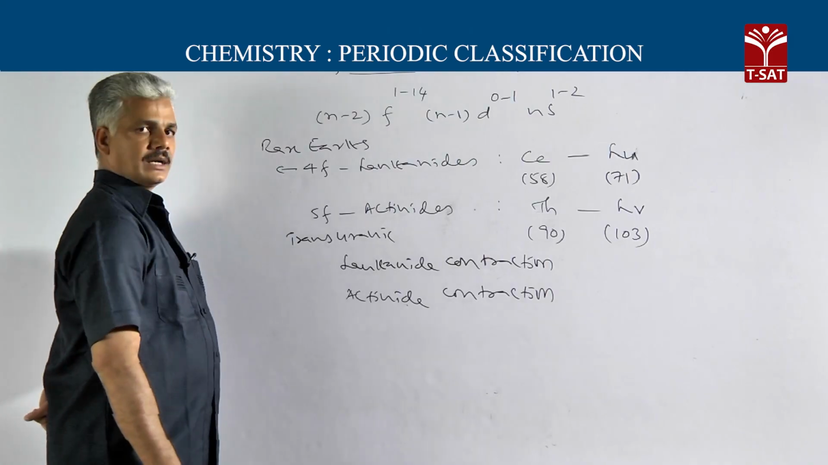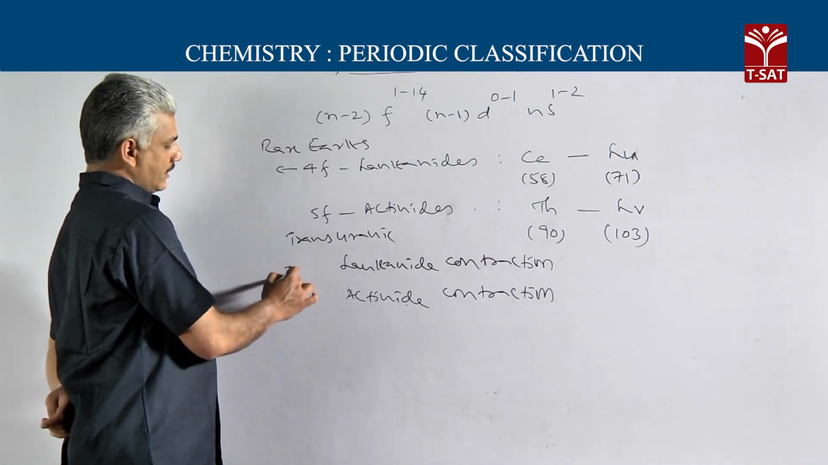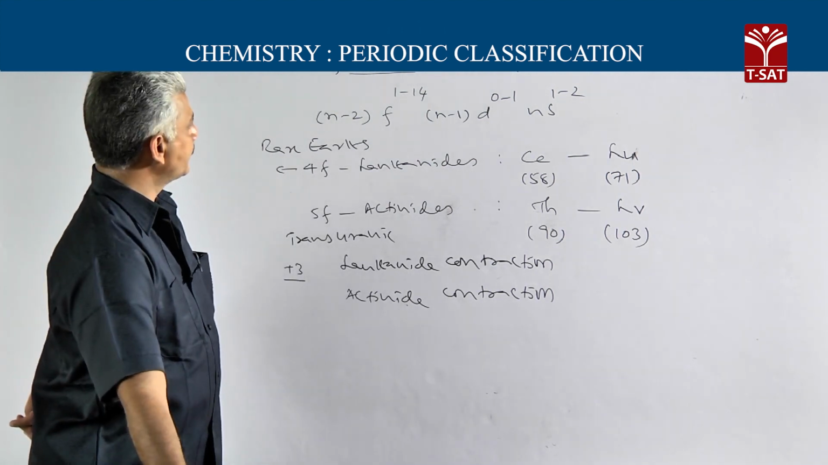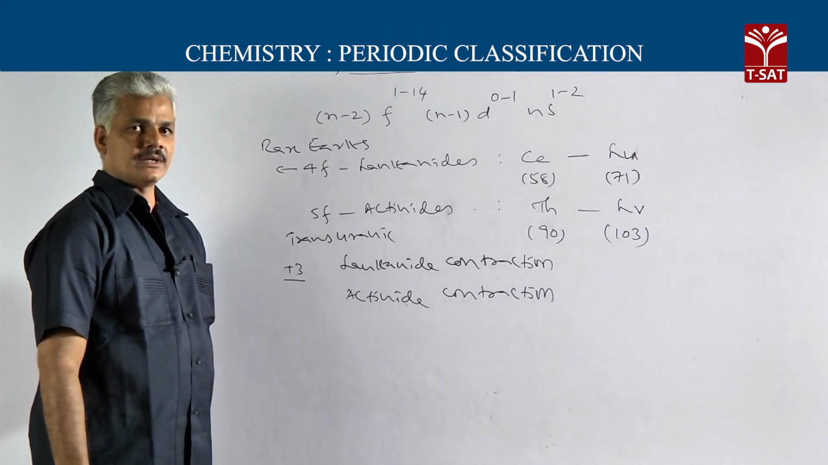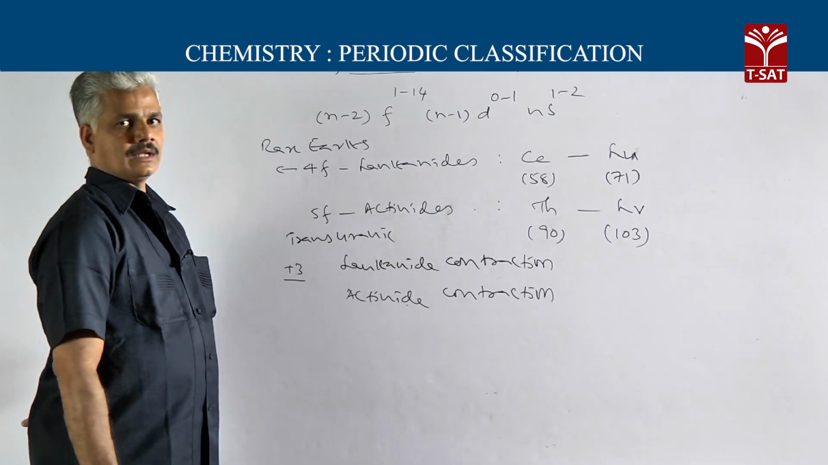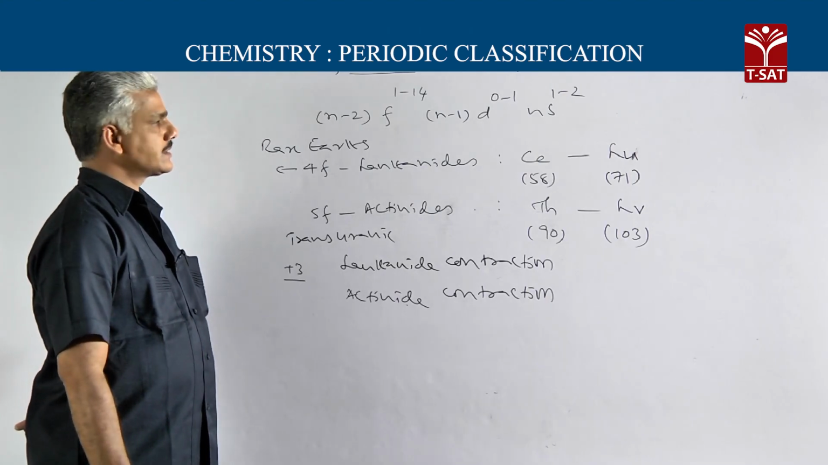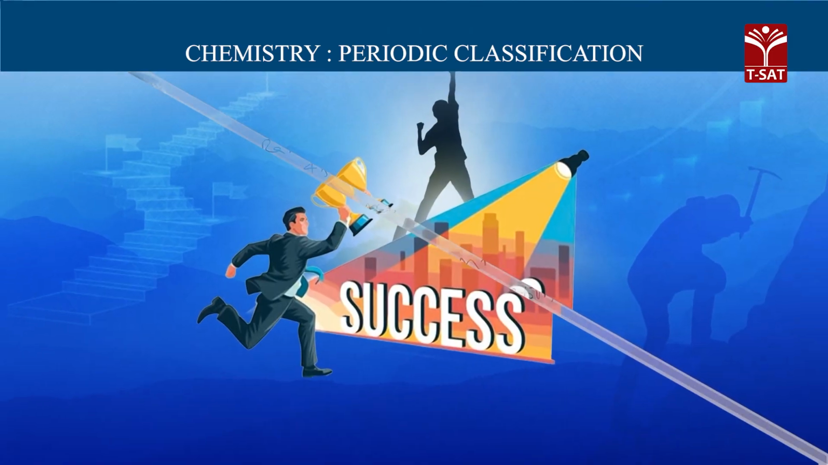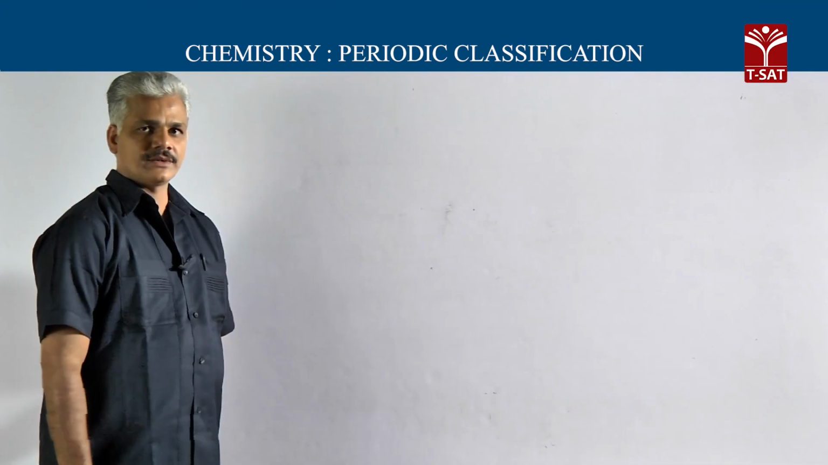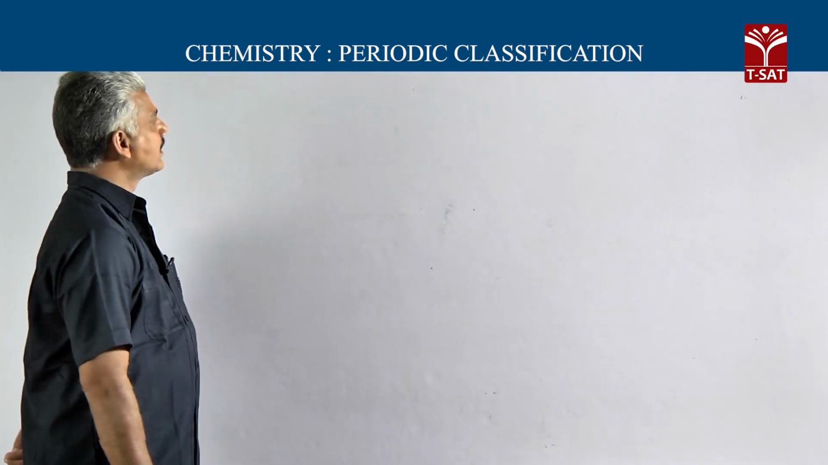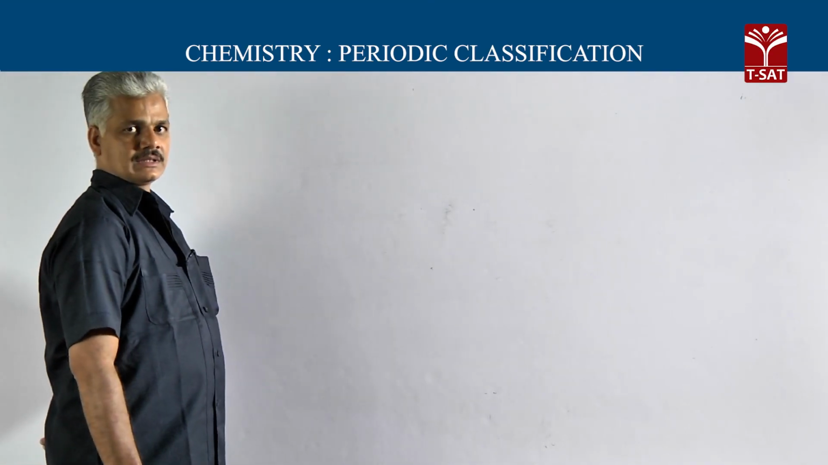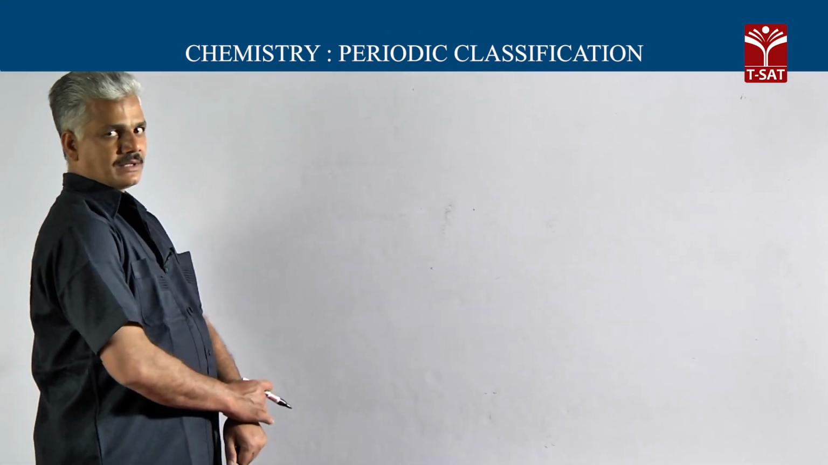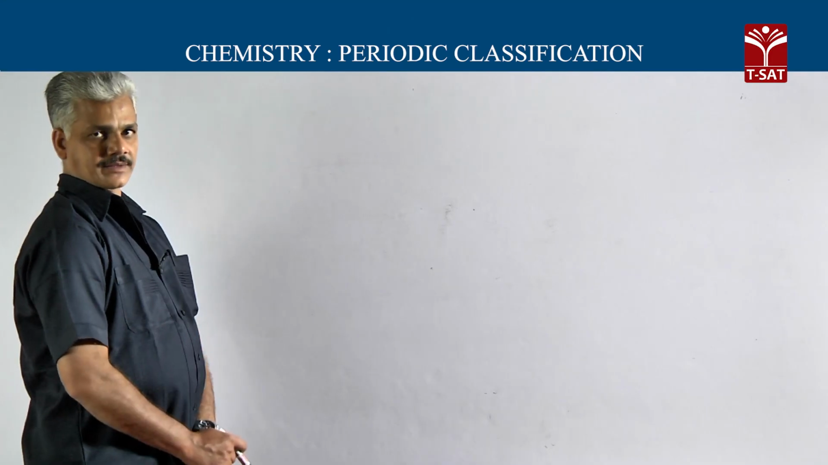Both lanthanides and actinides show a common oxidation state of +3. So, that is about the classification of elements into SPDF blocks, which is purely based on the electronic configurations of elements. Classification of elements into different types based on their chemical properties is also, in one way, dependent on electronic configuration.